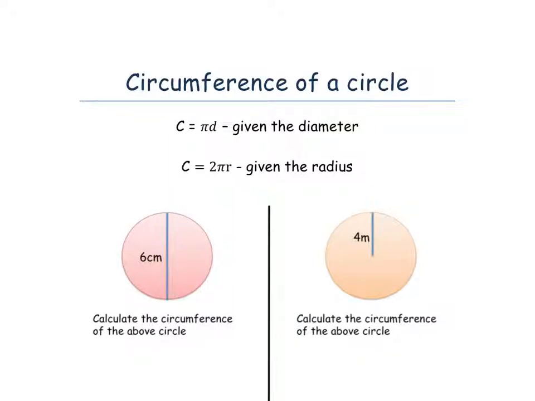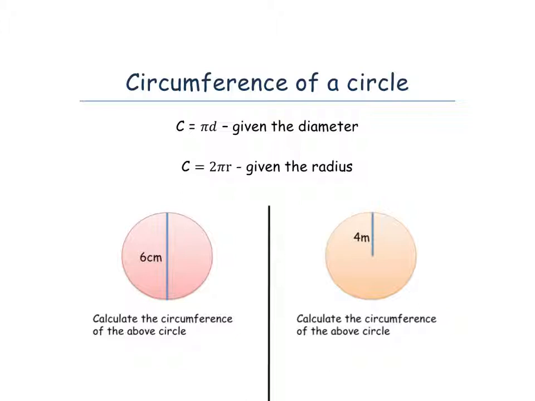Circumference of a circle. Well, the circumference is the distance around the outside of a circle. And we know two equations for this, depending on whether we know the diameter, the distance from one side to the other through the centre, or depending on whether we know the radius, the distance from the centre to the outside. And these two equations you have to learn.